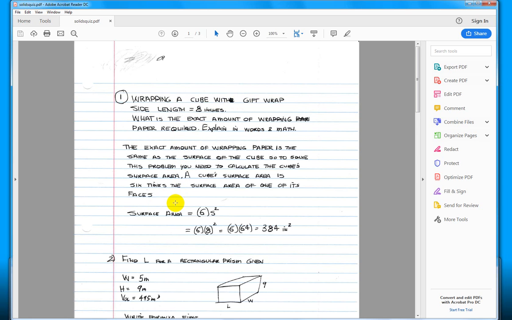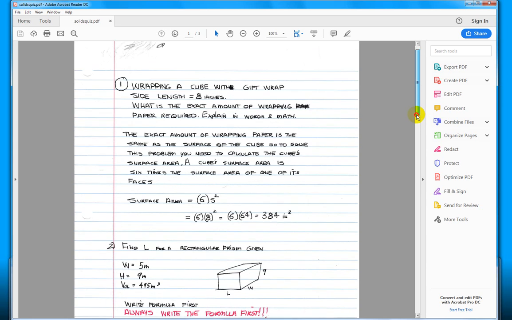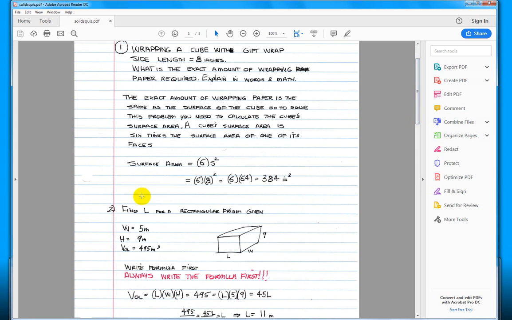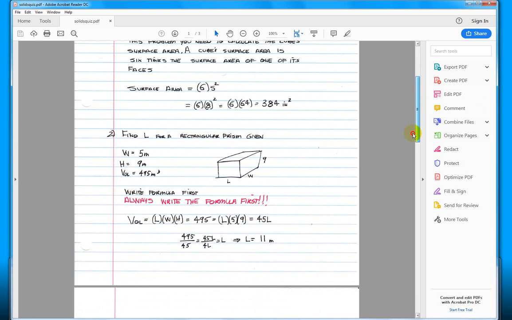Okay, now to do the math is a little easier because the math is really clear. The surface area is 6 times the area of one of the faces. Now, S squared represents the area of one of the faces. Because each side is 8 inches, the area of one of the faces is 8 times 8, which is the length times the width, which happens to be the same. So you get 6 times 64, and the answer is 384 square inches.